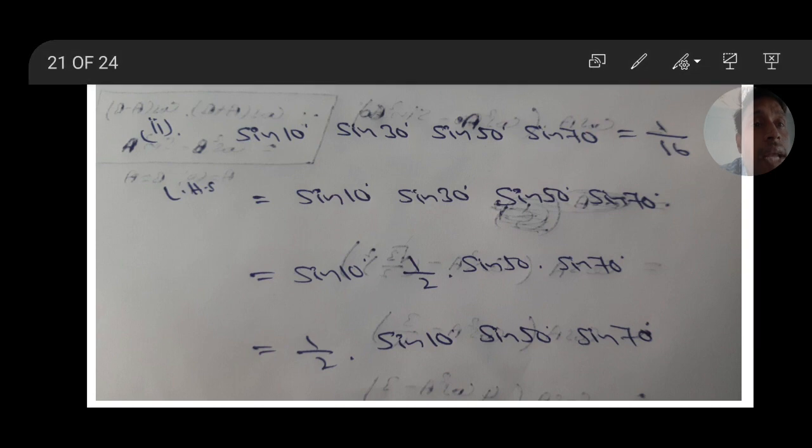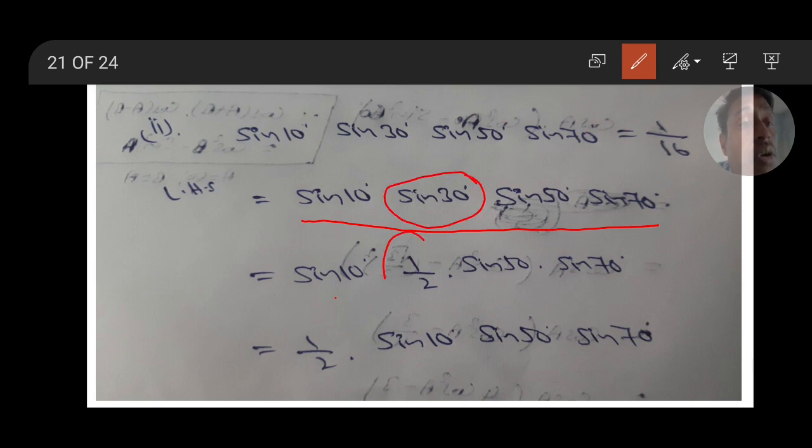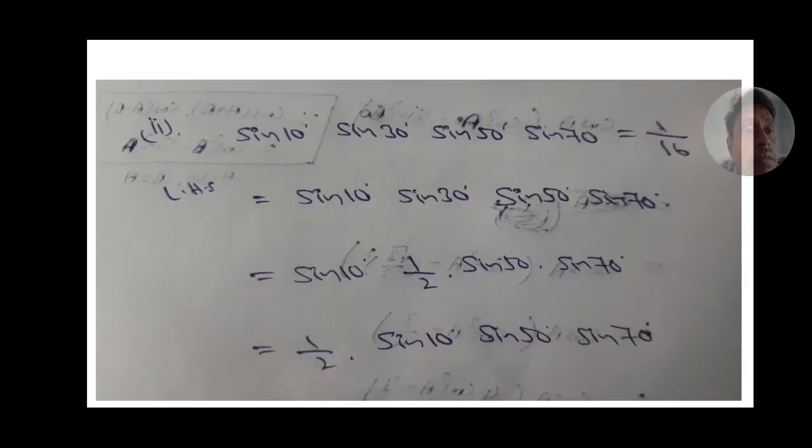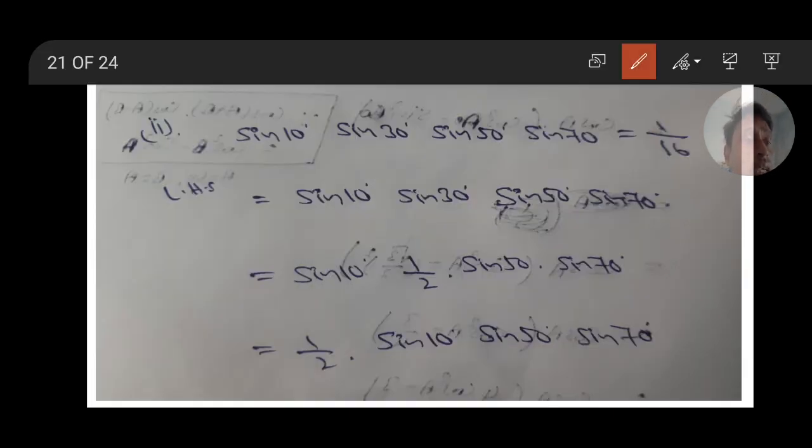Next problem, sin 10 degrees, sin 30 degrees, sin 50 degrees into sin 70 degrees equals 1 by 16. Okay. LHS: sin 10 degrees, sin 30 degrees, sin 50 degrees, sin 70 degrees. Sin 10 as it is, sin 30 degrees equals 1 by 2, remaining as it is. Okay. 1 by 2, I am writing last, sin 10 degrees, sin 50 degrees into sin 70 degrees. And this 50 degrees can be written as 60 minus 10, and 70 degrees can be written as 60 plus 10.